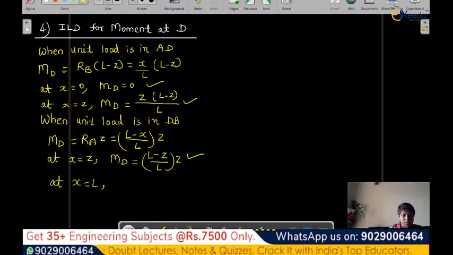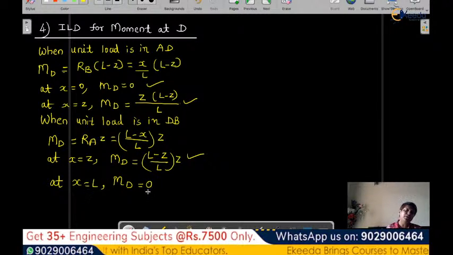So that's why, now substitute. When you substitute X equal to L in this equation, L minus L will become 0. So the overall equation will give us a 0 value. So we can see at B point, X equal to L, the moment is becoming 0 over here, right? Now let's consider the unit load in the last portion, BC portion.